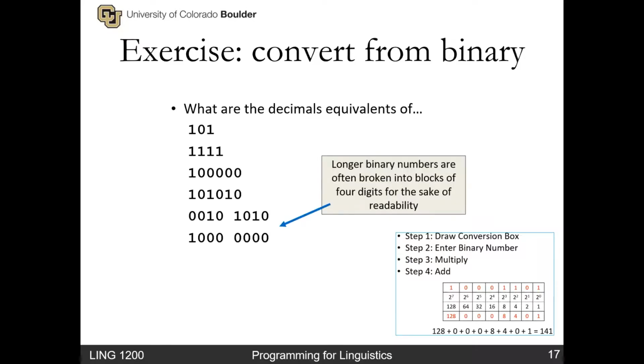And note that in binary numbers, we often break up larger blocks into blocks of 4 digits for the sake of readability. And in this particular case right here, you notice that for the sake of readability, we've added zeros at the beginning. But actually, as you may note, this number and this number, well, I won't tell you. You can figure it out. All right, take a moment and do the calculation.